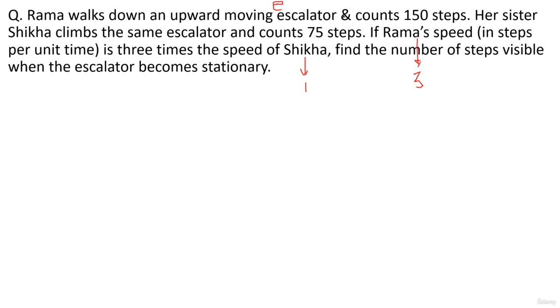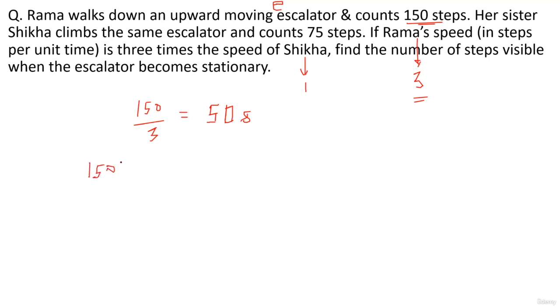Rama walks down an upward moving escalator and counts 150 steps. Rama's speed is 3 steps per second, we have assumed. She's taking 150 steps, so what is the time elapsed? The time elapsed will be 150 divided by speed, which is 3. This comes out to be 50 units. So how much time has elapsed? 50 seconds.